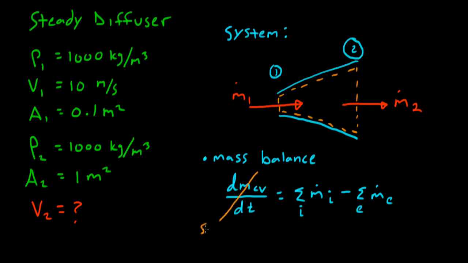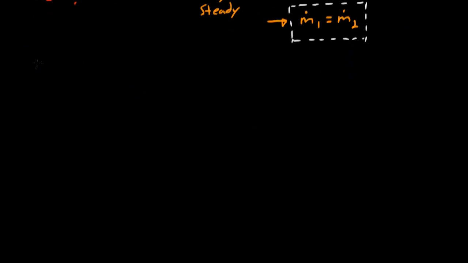For steady operation, the time derivatives are zero. In other words, the mass of fluid within the control volume does not change with time. The result of the mass balance is that the mass flow into the system at Station 1 must be equal to the mass flow out of the system at Station 2. Let's continue by evaluating the mass flow rate at each station.